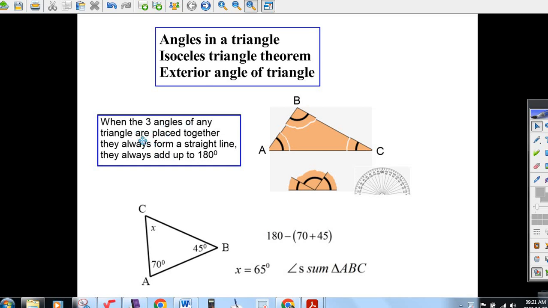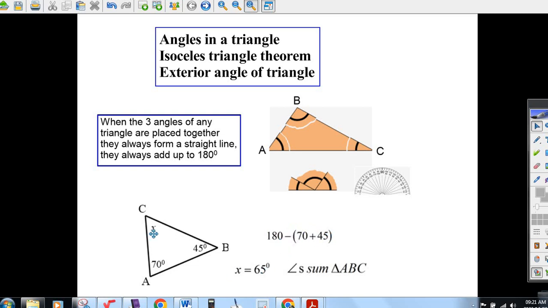When the three angles of any triangle are placed together, they form a straight line. If you cut the corners of a triangle and put them together, they'll make a straight line, and those angles add up to 180 degrees. How do we use this? If we know two angles and we want to find the third one, we just add those two together and go 180 minus, and that'll give us the answer.